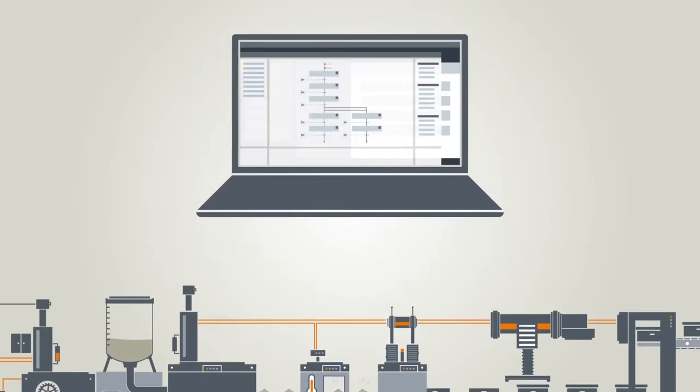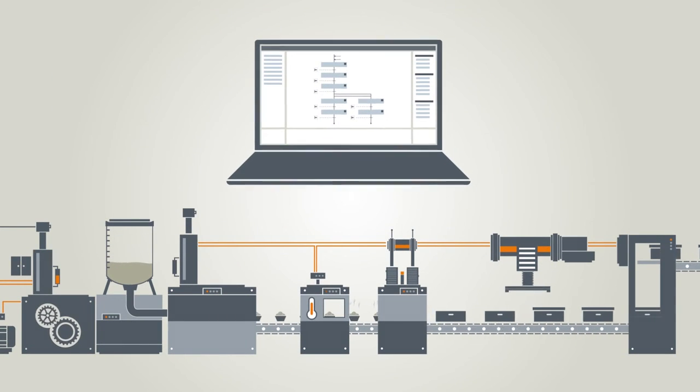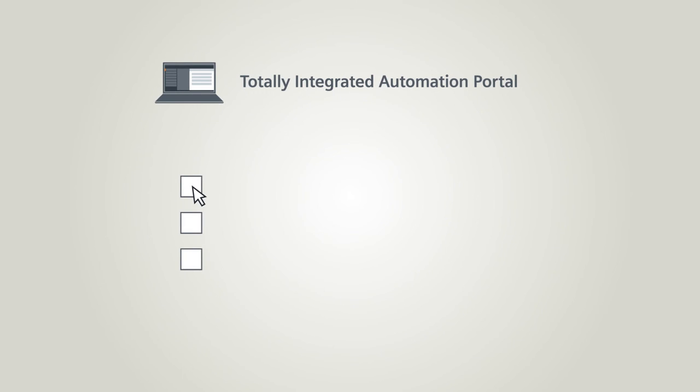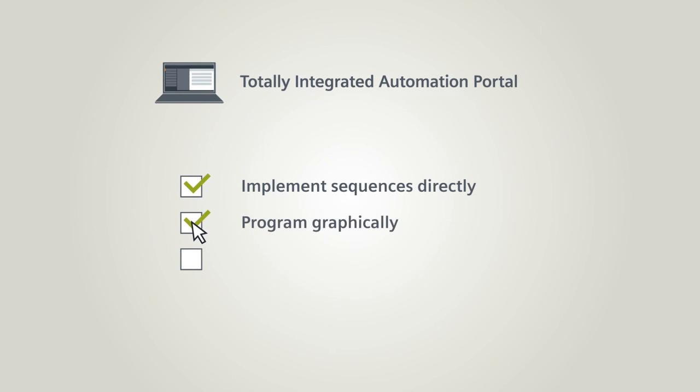With programming in Graph, you can implement the routine in your plant directly one-to-one in sequences. Graphical programming always provides you with a good overview, and thus you can easily and quickly locate faults on the HMI.